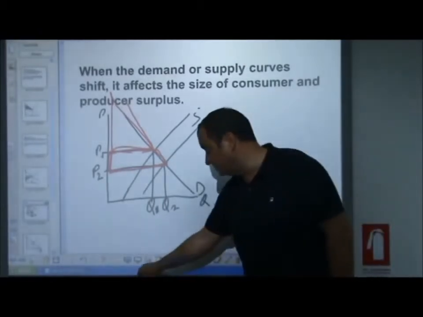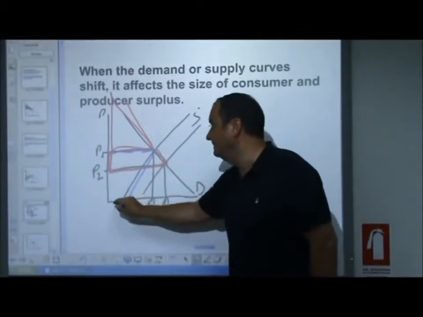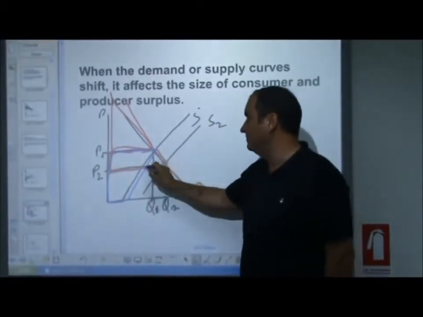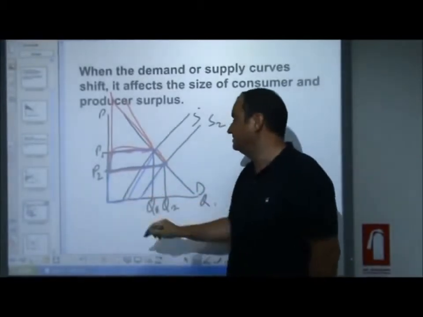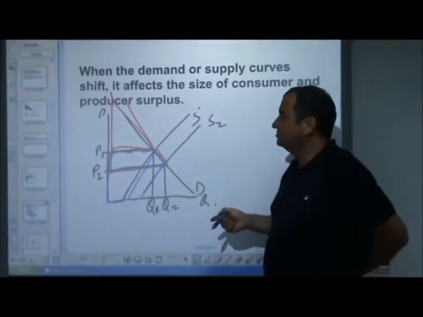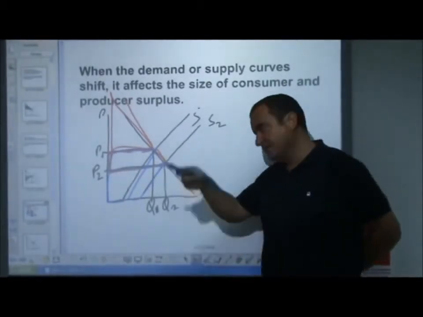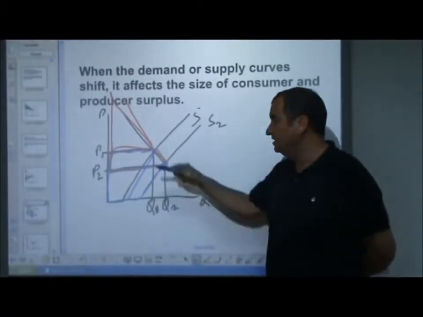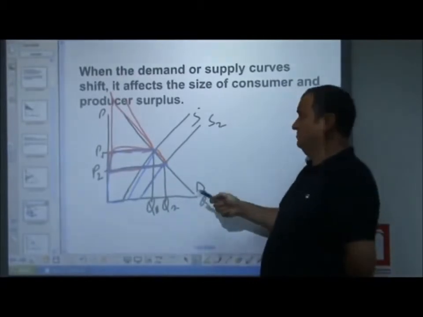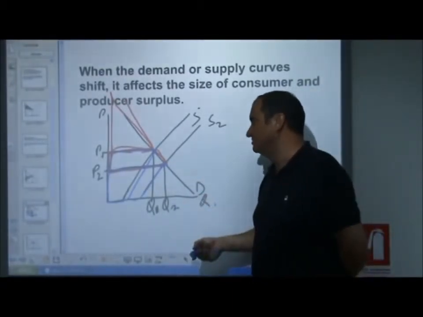It also affected producer surplus. Producer surplus, which had been here, now, with the new equilibrium point here, became here. So producer surplus changed more significantly because two of the lines that border the area of producer surplus changed. The price level changed and the supply curve changed. So that's making it a more significant change in the area of producer surplus.